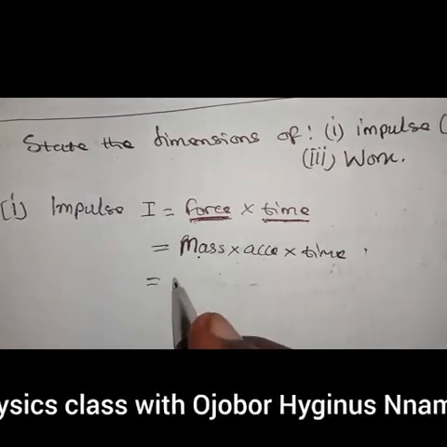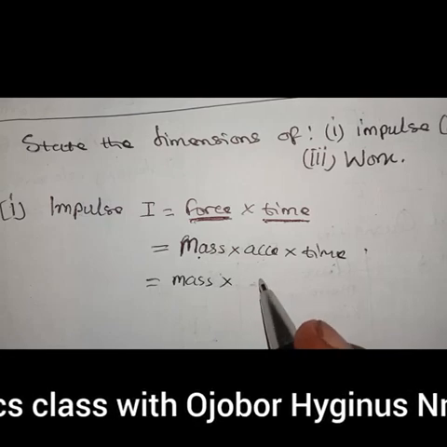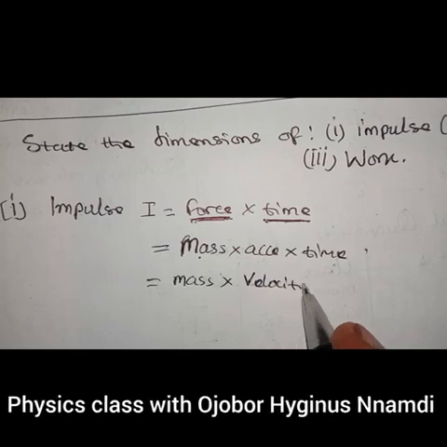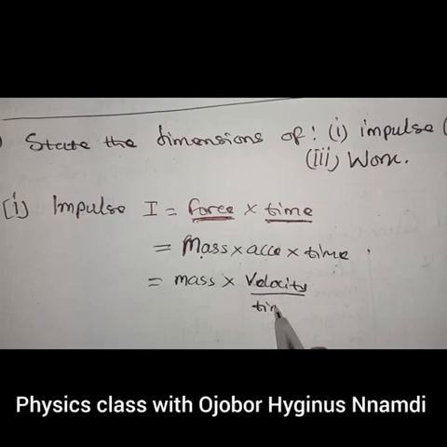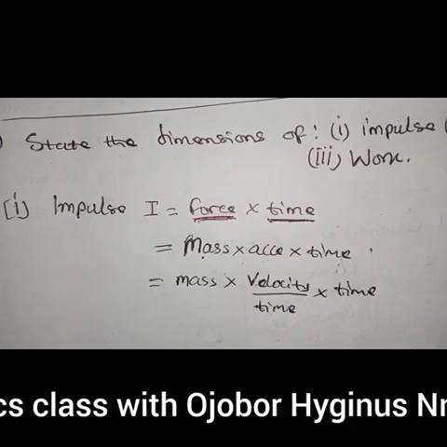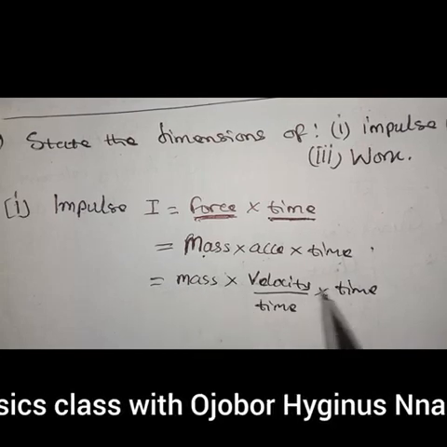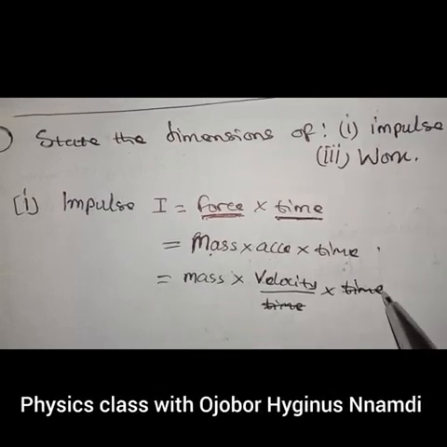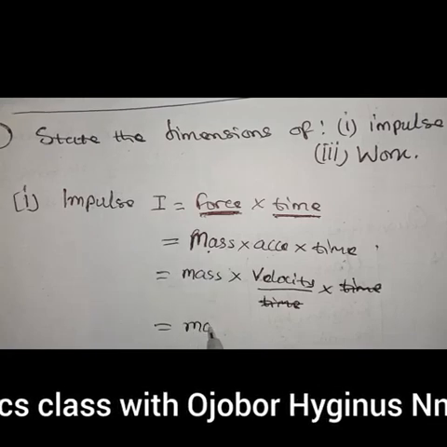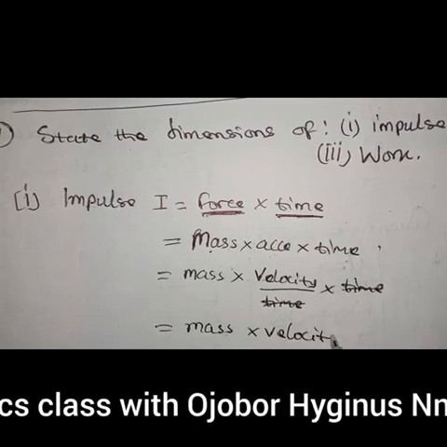So let's write down again. Mass times acceleration, and acceleration is velocity over time. So we are going to write it velocity divided by time. Then times this time that is existing here. Of course, in our mathematical system, if you look at this expression, because it is multiplication, this time can cancel this time and it is reduced to mass times velocity. And then we have mass times what? Velocity. This is how you determine dimension. You begin to break it down until you have only fundamental quantities.